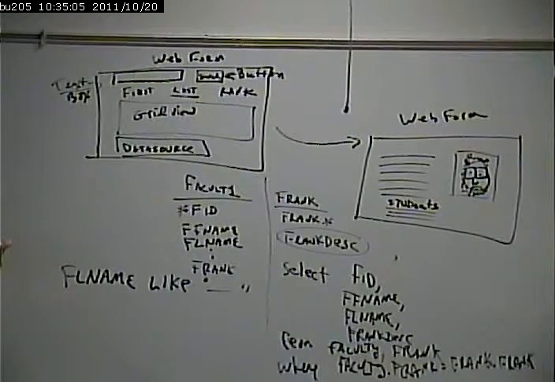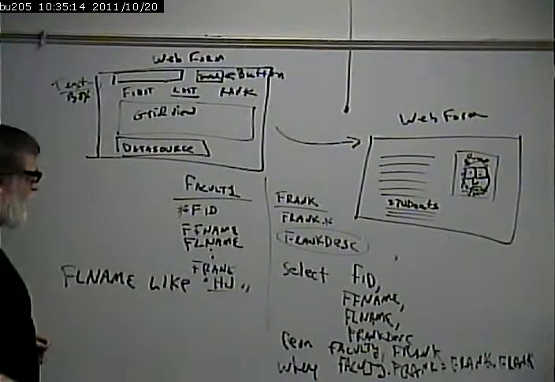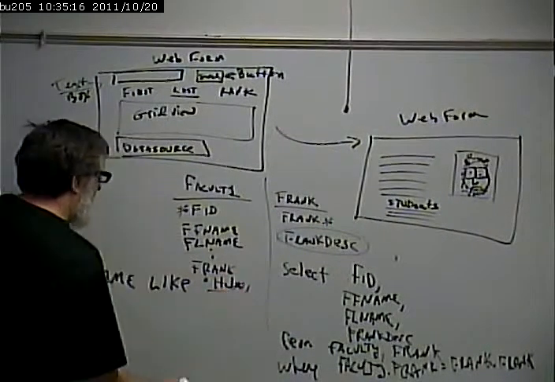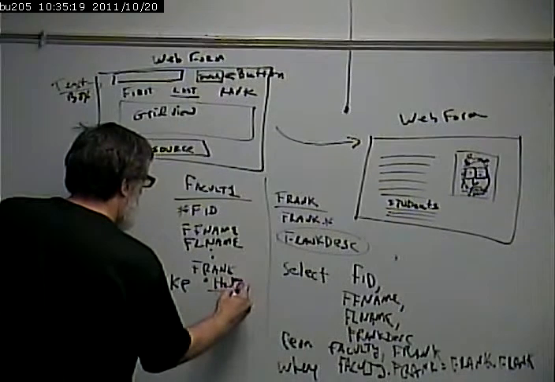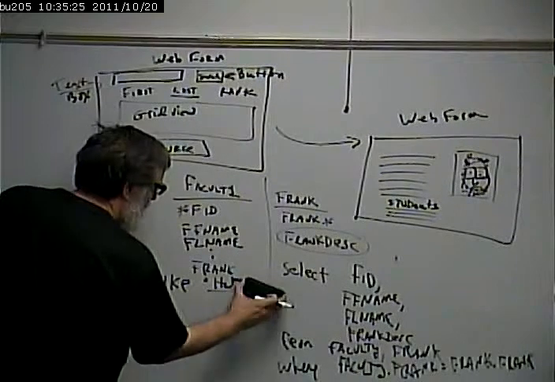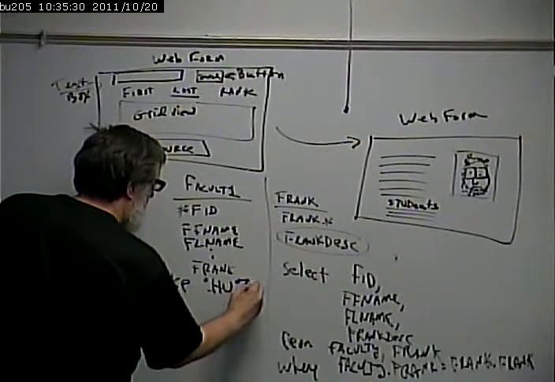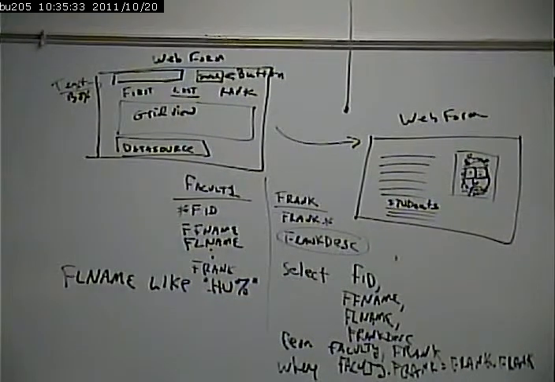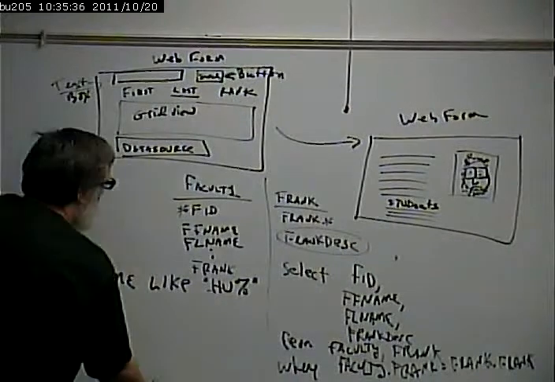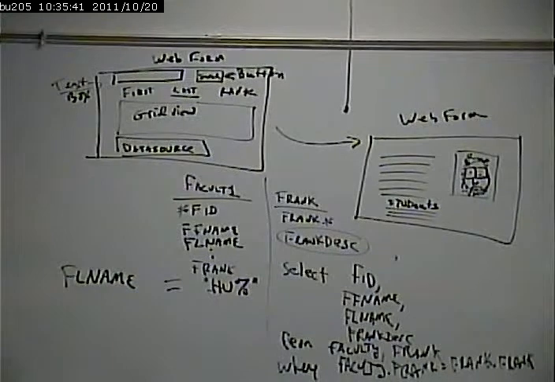Like does the approximate match. If I were to say, for example, where FL name like HU percentage sign, it would find everyone whose name started with HU. If I said equals that, it's only going to return people whose last name is HU percentage sign, which probably isn't a lot of people.